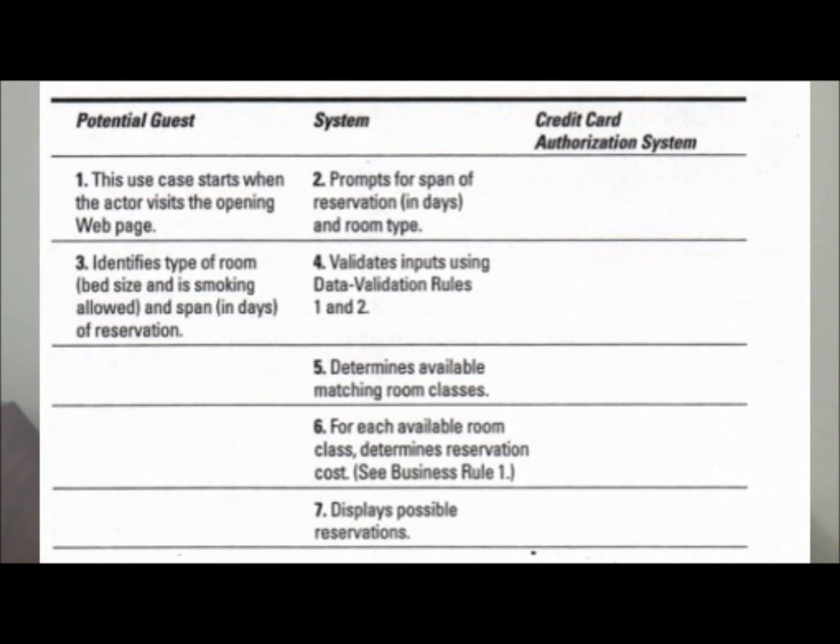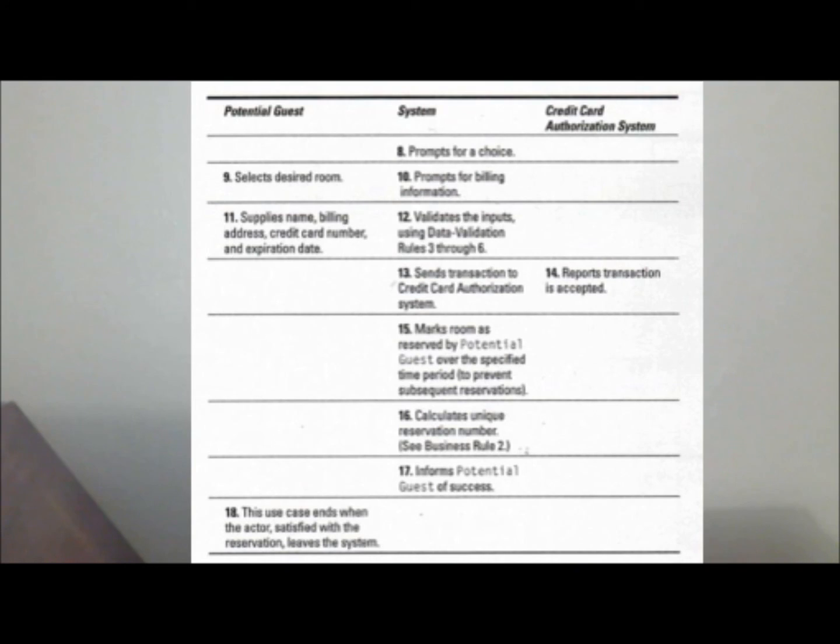So you can see we've got, what was it? You look for a room and the system will validate, check the data, check the rooms. That's item 5, check the rooms. Item 6, for each available room, determine the cost. 7, display the possible reservations back to the user. So now we're back to the user, which is why we have 9. And then the user selects the desired room.